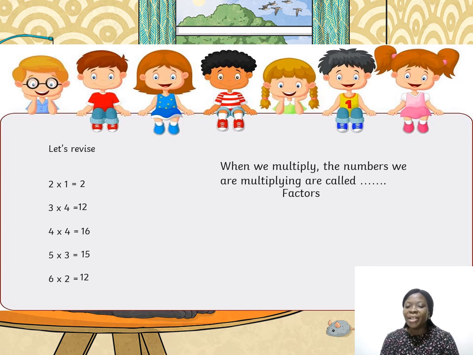When we multiply, the numbers we are multiplying are called factors. If you said factors, you're correct. And the answer is called what? That is, when we multiply, the numbers we are multiplying are called factors. But what about the answers? The answers are called what? Products. The answers are called products.